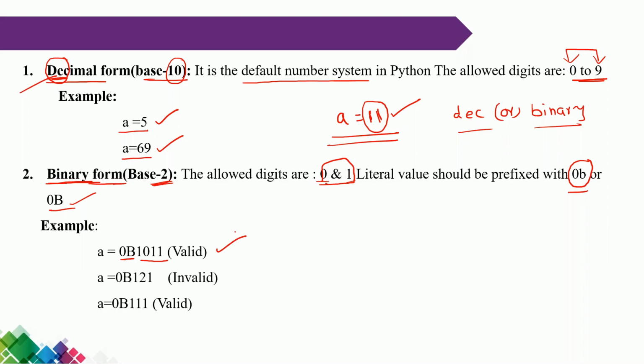How can we say that it is a binary number? A number prefixed with 0b is a binary number. Here 0b112, even though it is prefixed with 0b, it is not a binary number. Why? In a binary number, each and every digit is either 0 or 1 only. But here the digit 2 exists, so it is invalid. Suppose 0b with all ones. This is valid. You got the difference between decimal and binary.